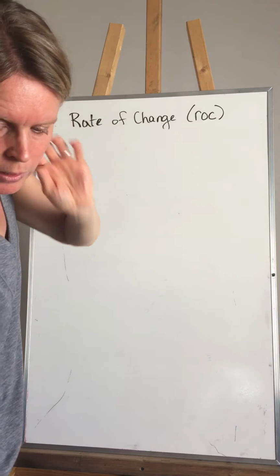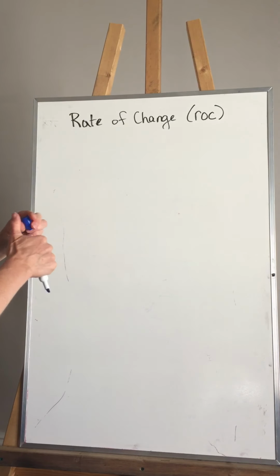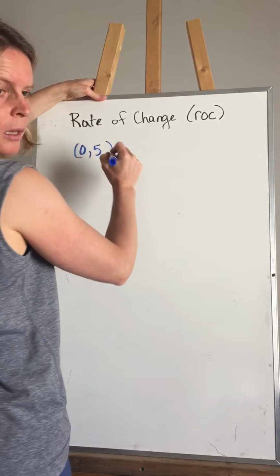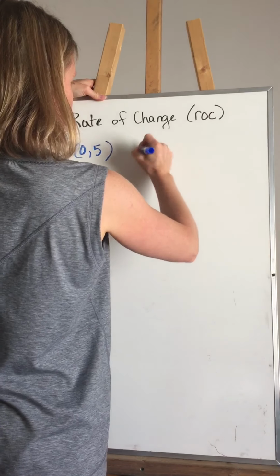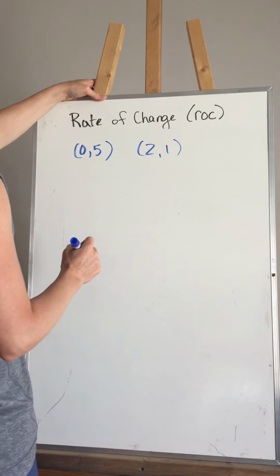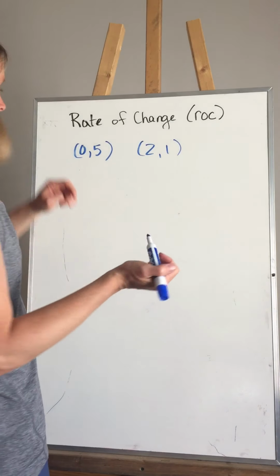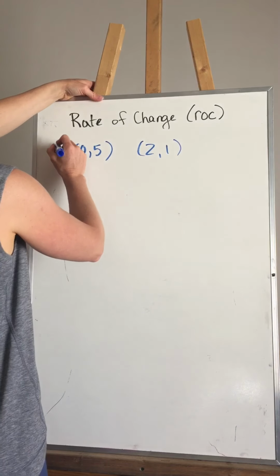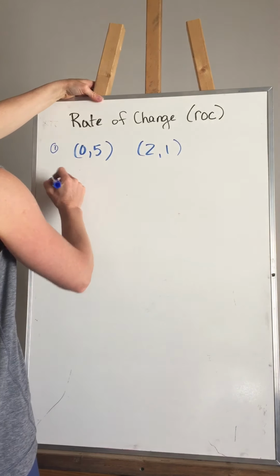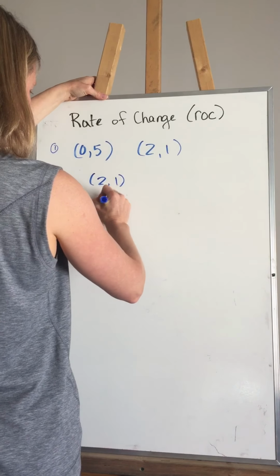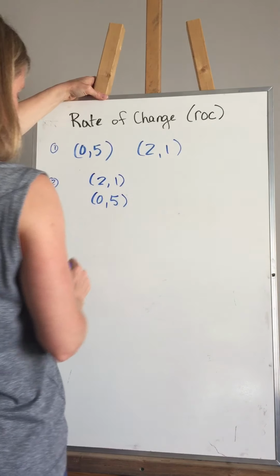So the 2 points are (0, 5) and (2, 1). There are your 2 points. Pause. Now the solution. Step number 1 is where we pick our 2 points. Step number 2, we'll stack them. So (2, 1), (0, 5).